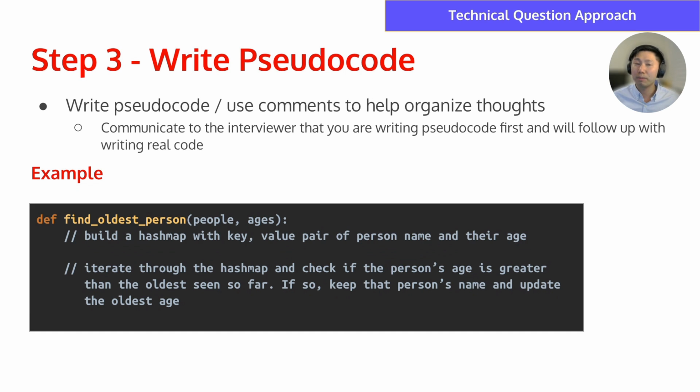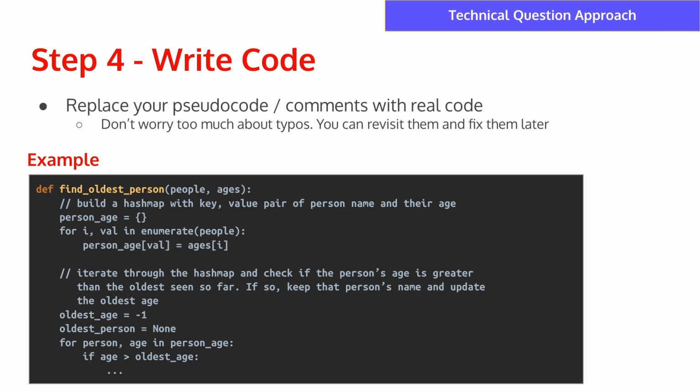Once you and your interviewer agree upon a proposed solution, you can move to step 3, which is to write pseudocode. Writing pseudocode or using comments can help you organize your thoughts. And if you do this, communicate to the interviewer that you're writing pseudocode first and will follow with writing real code. And step 4 is to write code. You want to replace the pseudocode and comments that you wrote earlier with actual code. And while you do this, don't worry too much about typos. You can always revisit them and fix them later.